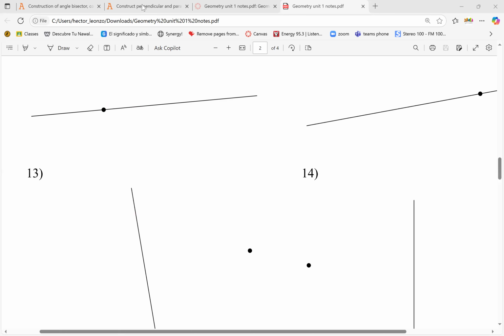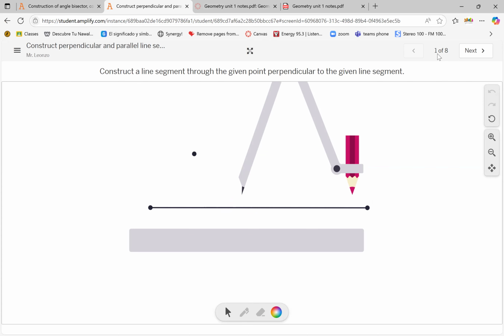I'm going to continue without signing in. Please use your whole name, first and last. In my case, I'm going to go Mr. Leonzo. As you guys can see on the top right now when it opens, it says 1 of 8. So there's 8 assignments I'm going to do. Remember how we were doing 4 constructions, but we're going to do 2 of each.